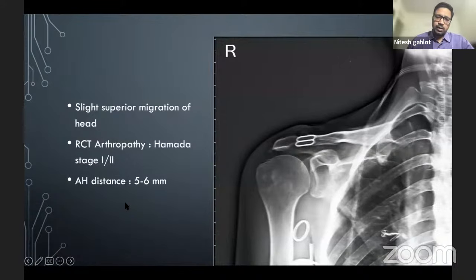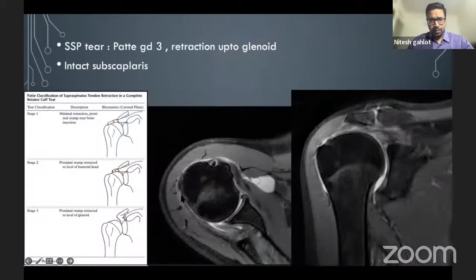Rotator cuff arthropathy falls in the grade of Hamada stage 1 and 2. And the acromio-humeral distance came to between 5 and 6 millimeters when we measured it. Going for the MRI, the supraspinatus tear was present, Patte grade 3. It was retracted to the superior part of the glenoid. Subscap was intact. So, according to the classification, it was a Patte grade 3.